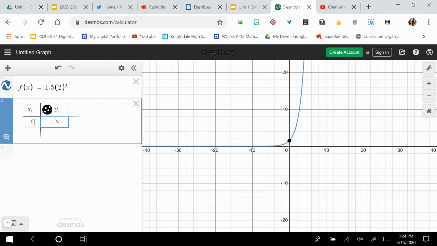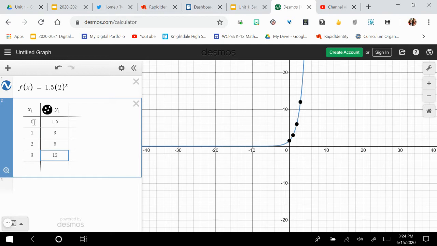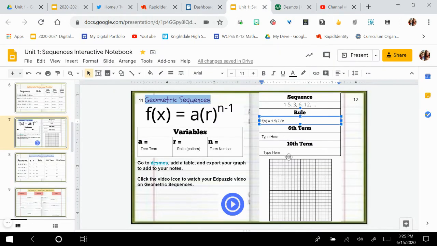All right, zero term is 1.5. Then we're going to do 1 is 3, 2 is 6, 3 is 12. Okay, and you can see here our points do line up on our curve, so we do know we have the correct equation for these values. All right, so now we want to figure out the 6th and the 10th term.